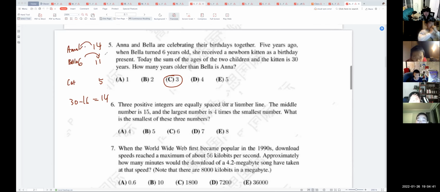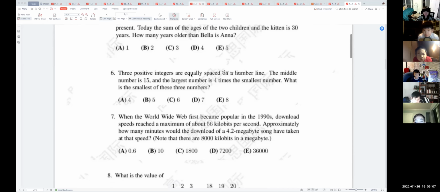3 positive integers are equally spaced on the number line. The middle number is 15, and the largest number is 4 times the smallest number. What is the smallest number of these 3 numbers? Okay.